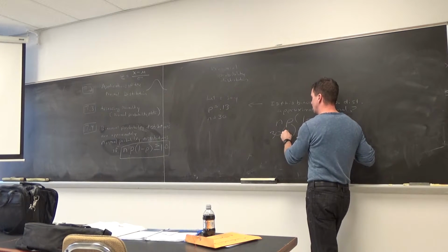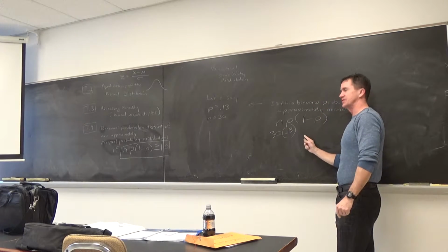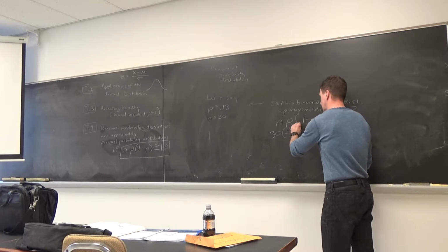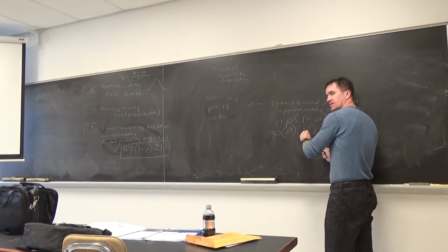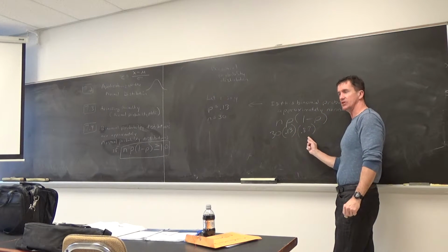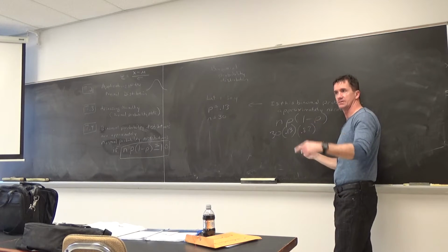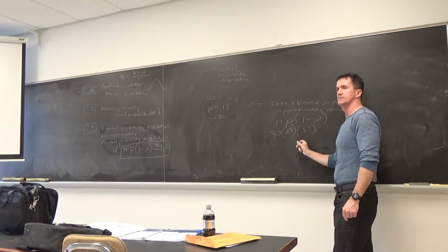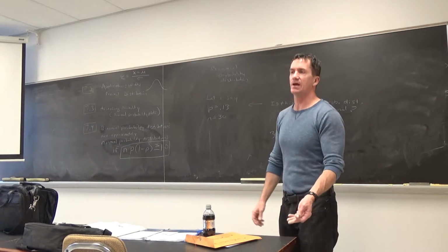0.13. Some of you just do this in your head. What's 1 minus 0.13? 0.87. Now you can type 1 minus 0.13 on your calculator. I just thought I'd write it like this. We're going to multiply these. Very simple. If we get a number 10 or higher, we'll say yes.